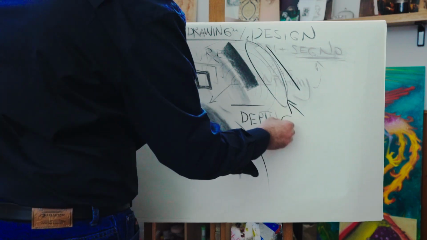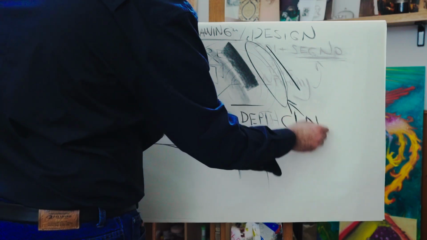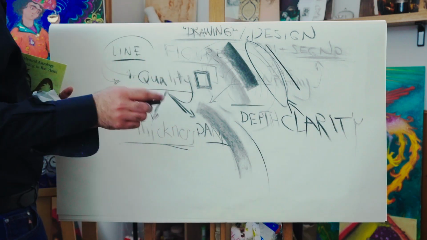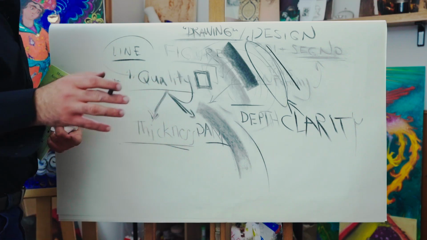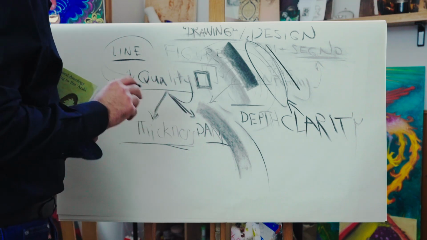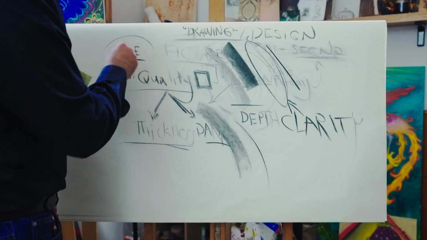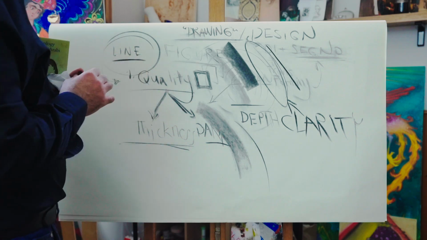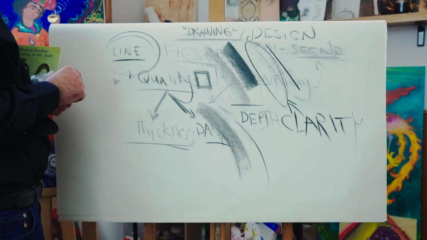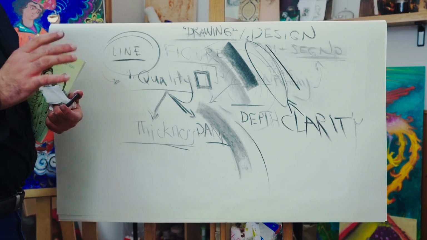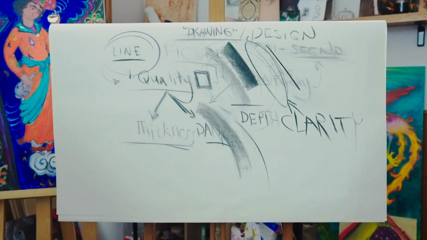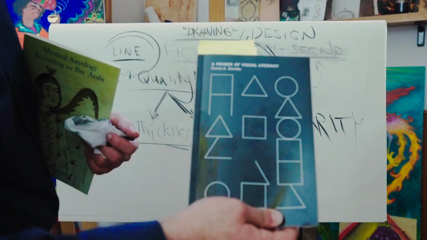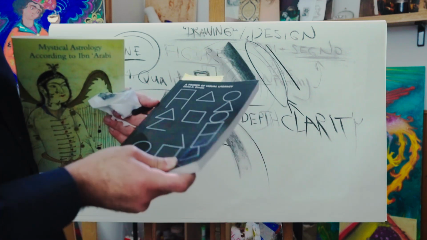And clarity is the most important characteristic that your drawing should have. All right, so let's recap. You have line, okay, line as a visual element. There's also another book that I would love to recommend to you. It's called A Primer of Visual Literacy by Donis A. Dondis.